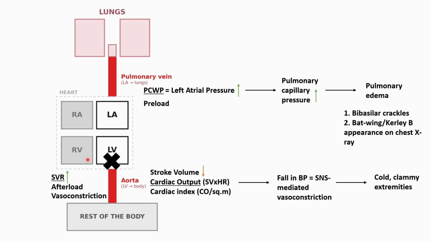In case of left ventricular failure, these three major parameters: cardiac output decreases, that's the primary pathology. That leads to a secondary rise in systemic vascular resistance because of sympathetic nervous system mediated vasoconstriction. And lastly, PCWP, because of backing up of blood behind into the left atrium, PCWP rises. That causes secondary pulmonary edema. Okay, very good.